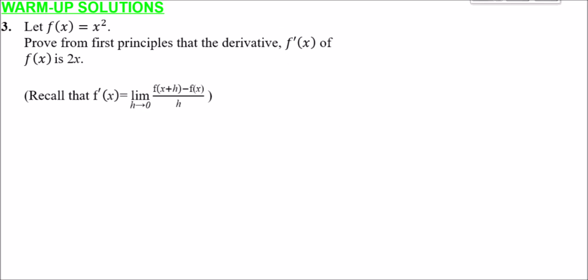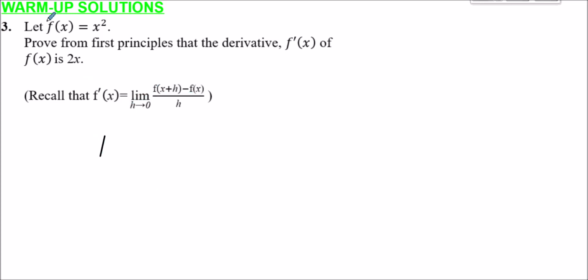Question 3, differentiation by first principles warm-up. We're going to use this and warm-up question 4 for later. So let f of x equal x squared. Prove from first principles that the derivative f dashed of x is 2x, and we're given here the definition of finding the gradient function. So we just plug in where h goes towards 0, the change in the function value divided by h. So we can use this now.